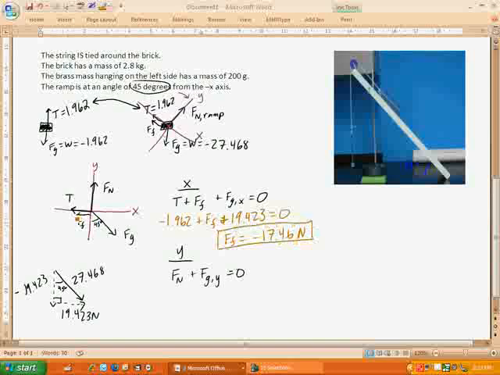And then I've got the y components here, where I don't know the normal force, but I just found out that the force of gravity in the y direction is negative 19.423, which then means that the normal force is positive 19.423 newtons. And there is my answer. So now I know all the forces on my brick. And that's that problem. Good luck with your homework.